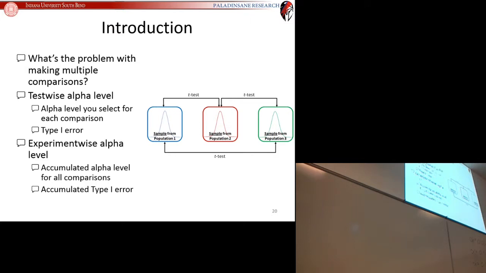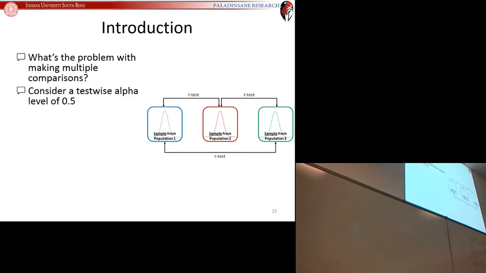So what happens in that case when you make multiple comparisons? Well, let's consider that we have a test-wise alpha level of 0.5, 50%. So let's say that our statistical software is actually just flipping a coin. If it comes up heads, there's no effect. If it comes up tails, there is an effect. It comes up heads, you accept the null hypothesis. It comes up tails, you reject the null hypothesis. That would be a horrible statistical package, but it's a nice way to illustrate this issue.